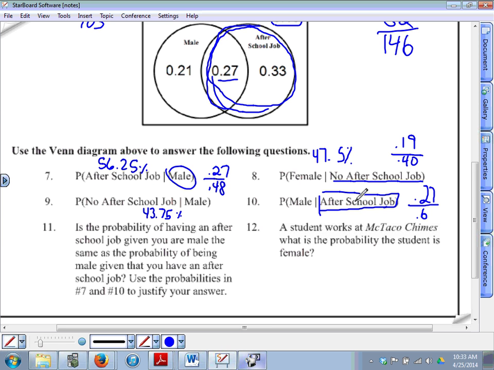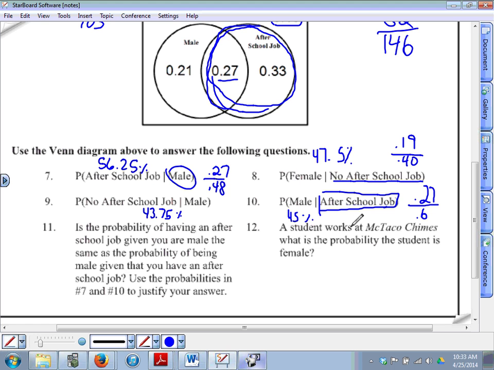So what is that? 0.27 over 0.6? 0.45? So that's 45%. Now you guys, question 11 is really easy. All it asks is, is the probability of having an after-school job given you are male the same as the probability of being male given that you have an after-school job? Use the probabilities in questions 7 and 10 to justify your answer. Are they the same in questions 7 and 10? Easy question.